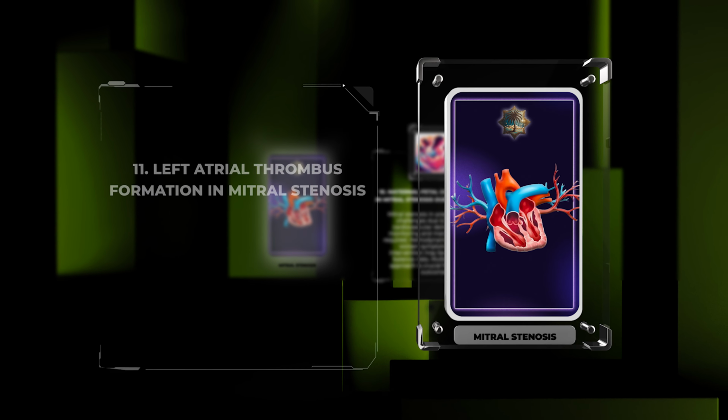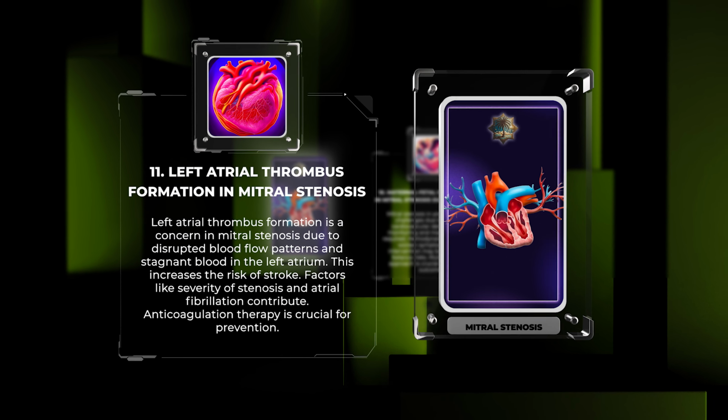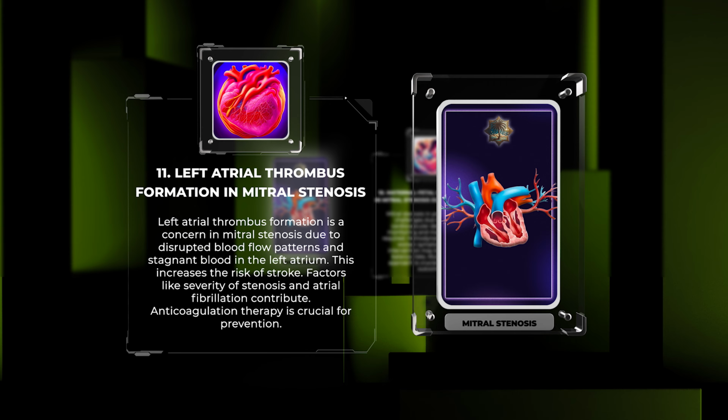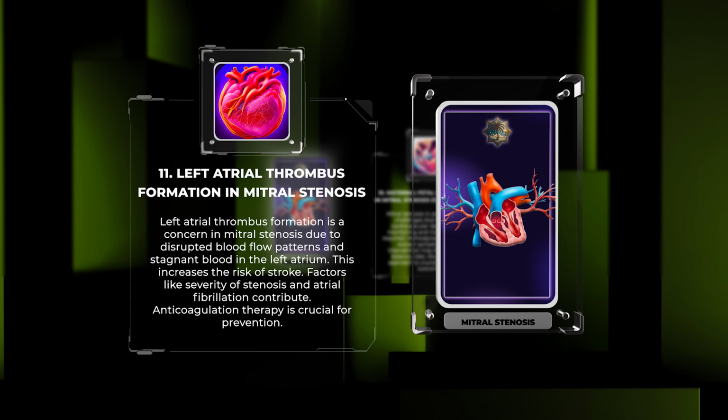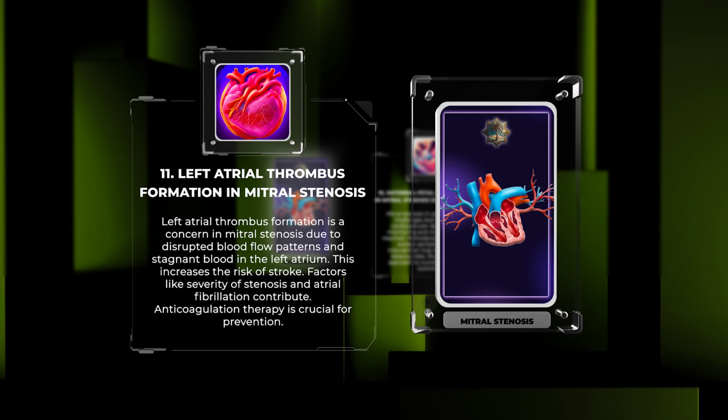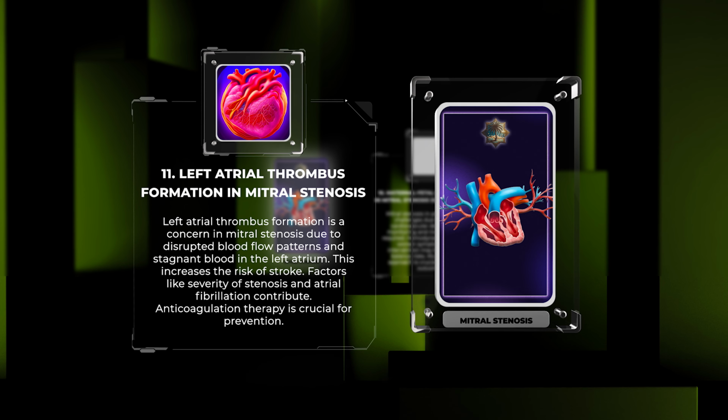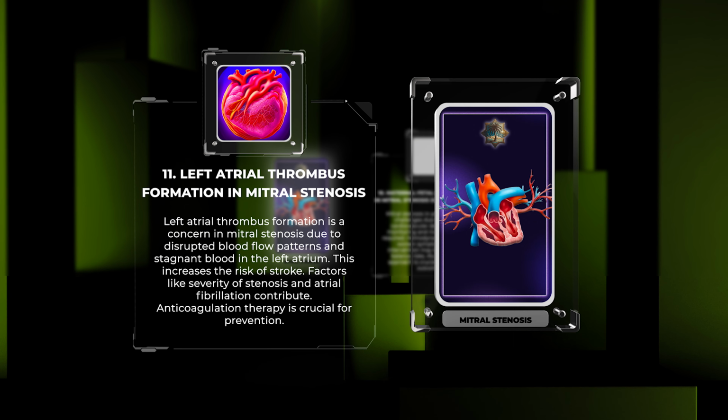Left atrial thrombus formation is a concern in mitral stenosis due to disrupted blood flow patterns and stagnant blood in the left atrium. This increases the risk of stroke. Factors like severity of stenosis and atrial fibrillation contribute. Anticoagulation therapy is crucial for prevention.